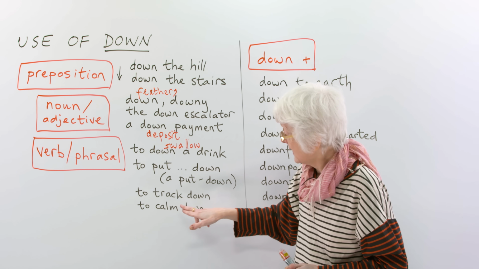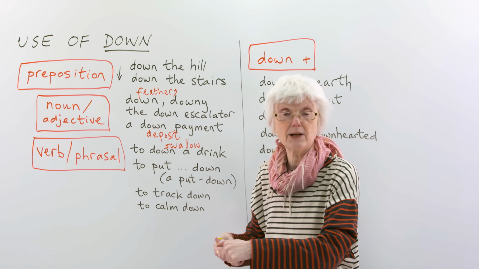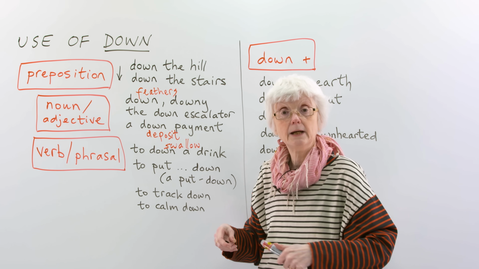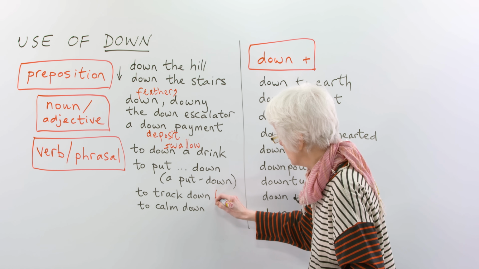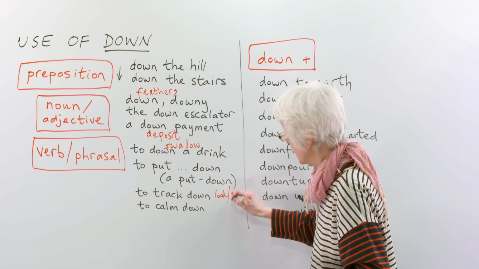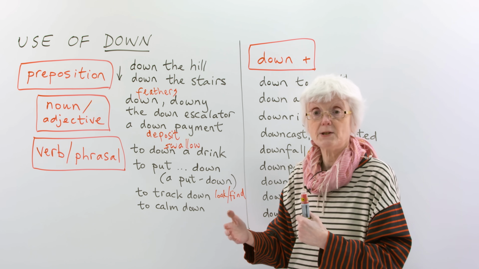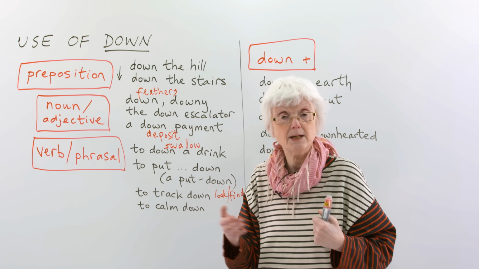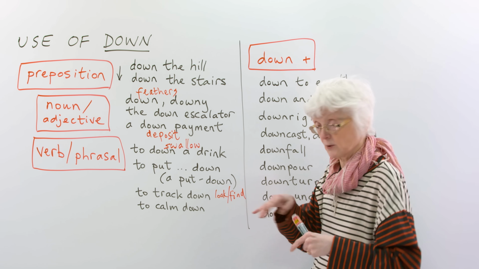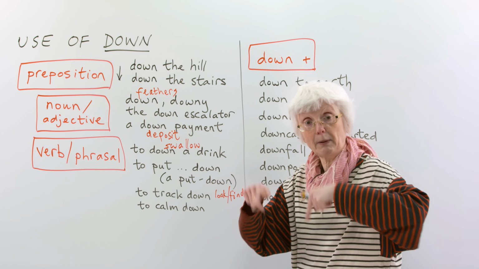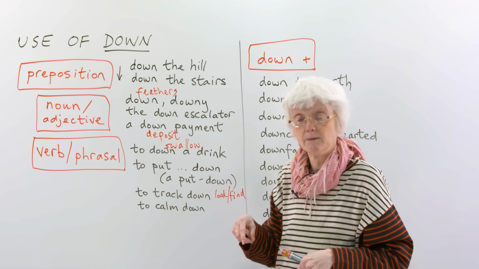Okay? And then as a phrasal verb, to track down, to track something down or to track somebody down, is to look for somebody and to find them. You look for them and you find them. To track down, maybe someone who's committed a crime, the police have to track them down and catch them. Okay, so the track is like the pathway that you're following to find that person.